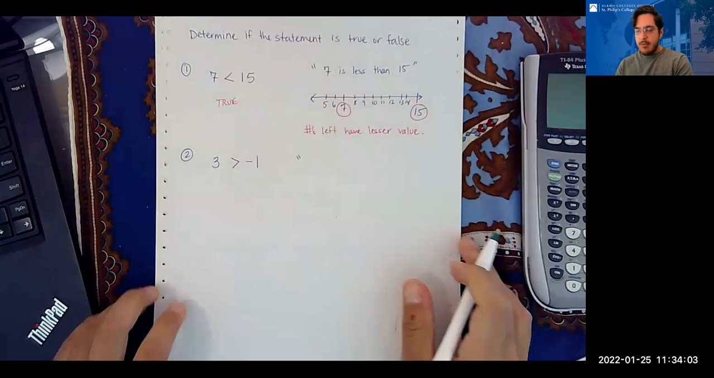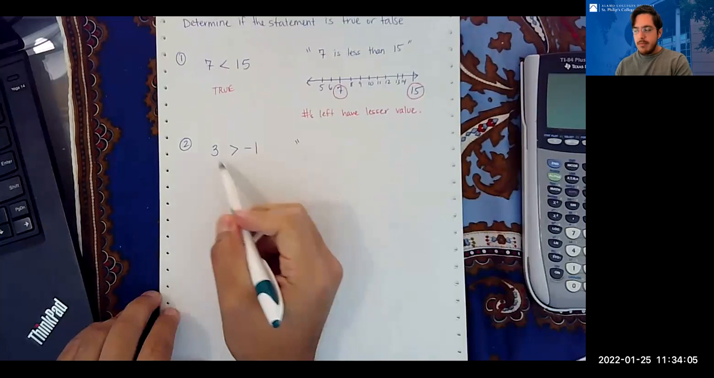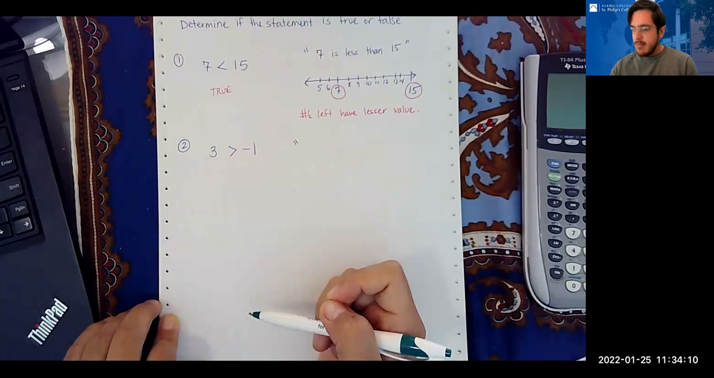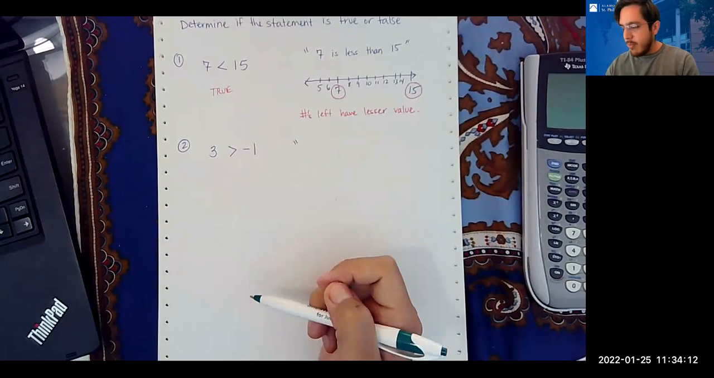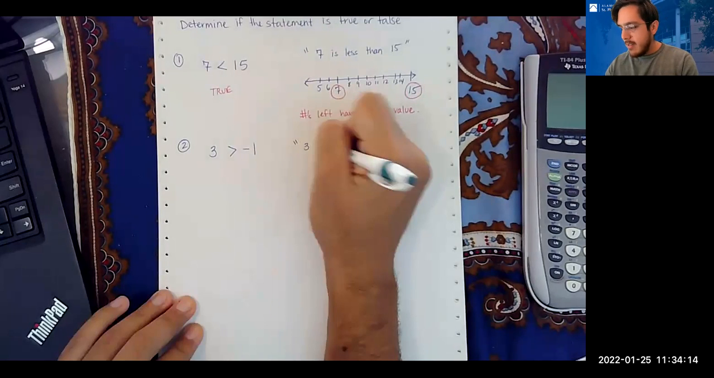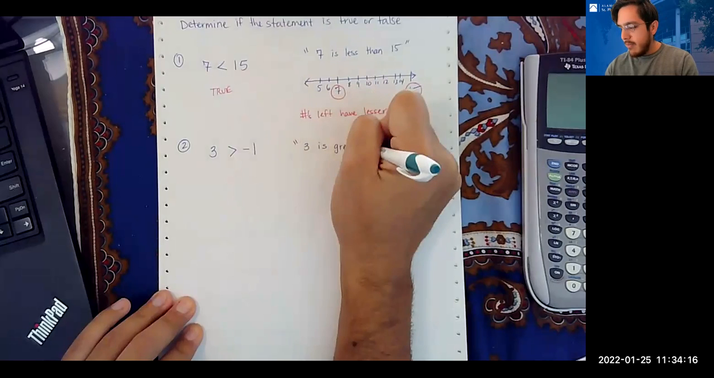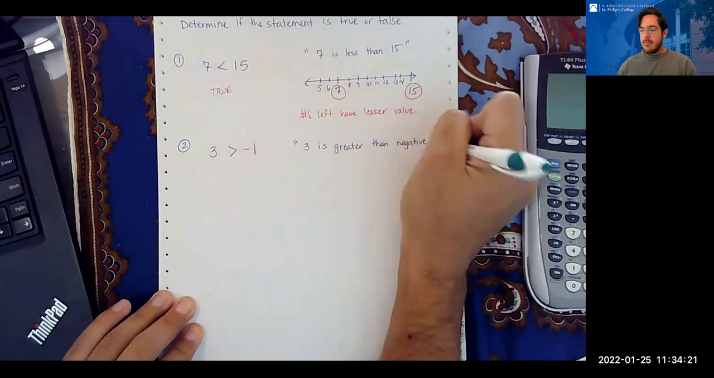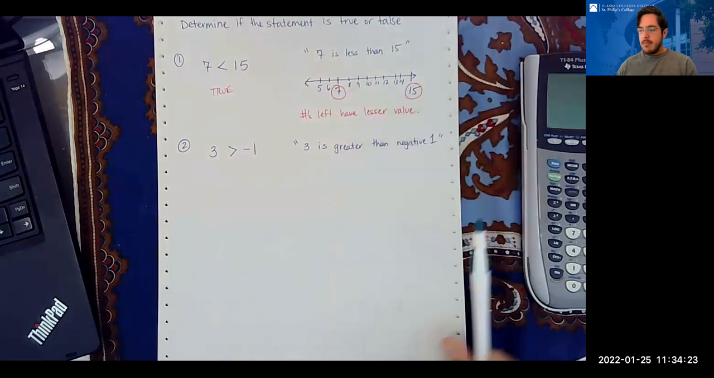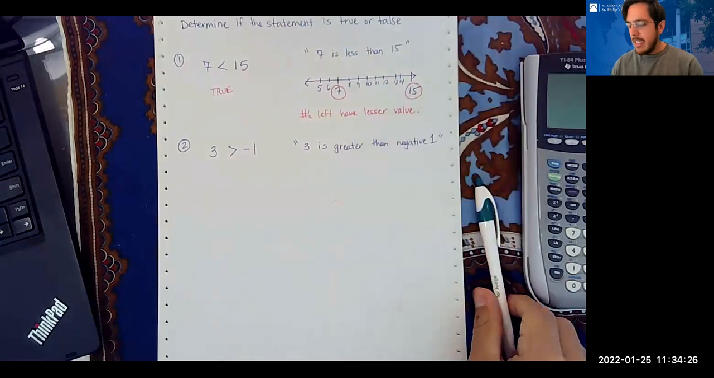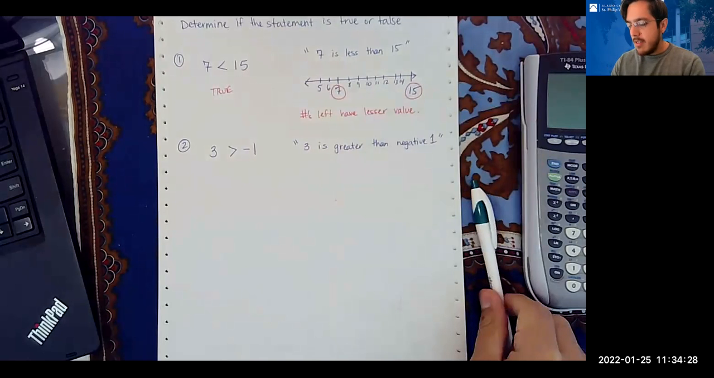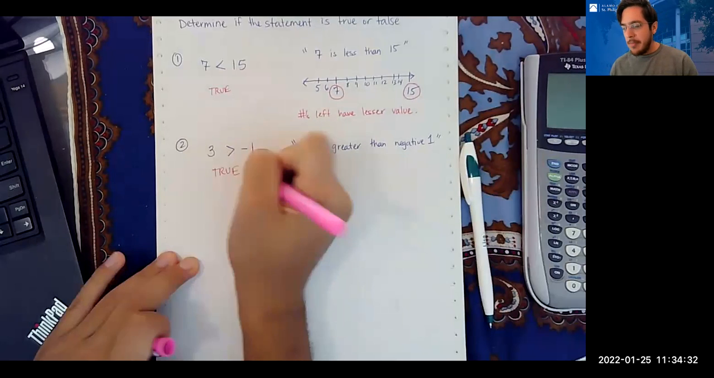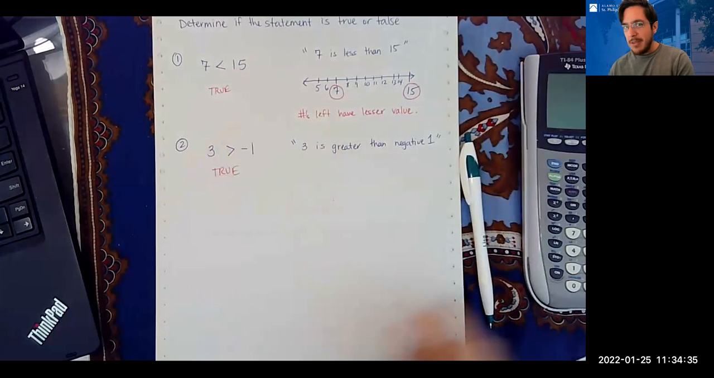Anybody want to take a guess at reading this one? 3 is greater than -1. Is that a true statement? Yes. Yeah, that's true. Is everybody okay with why that's true? Is there anybody who's not okay with that?